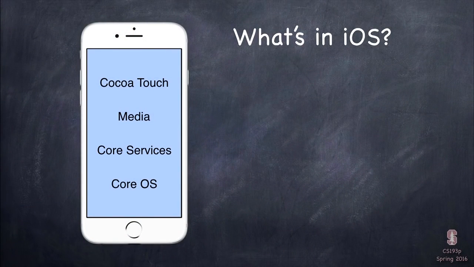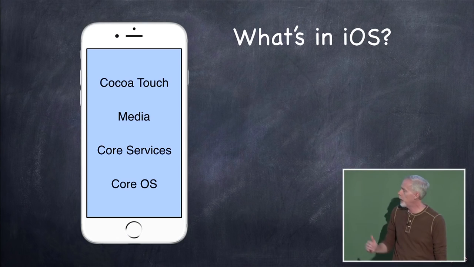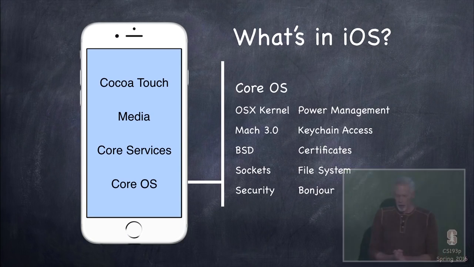Well, they're huge. There's so much of it I can barely even summarize it here, but I'm going to summarize it by dividing it into 4 layers. The Core OS, which is kind of near the hardware, all the way up to Cocoa Touch, which is near the user. And then there's some layers in between. So let's talk about these layers. Let's start down at the bottom there, the hardware.